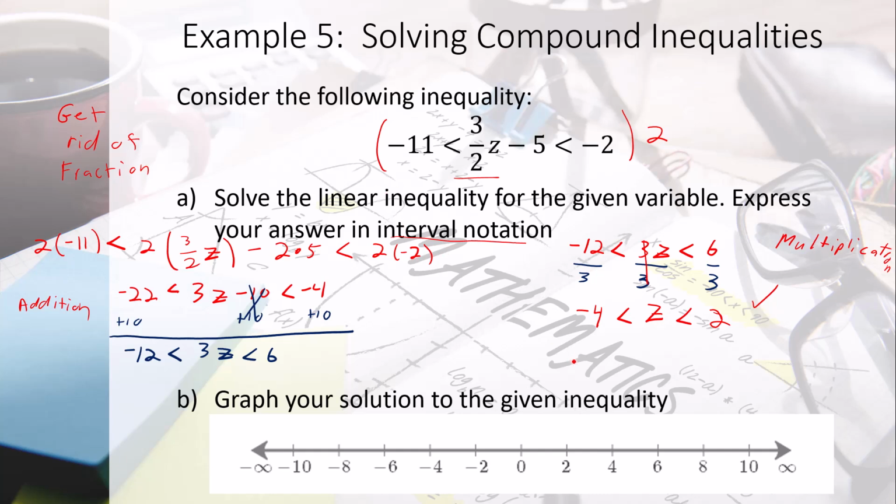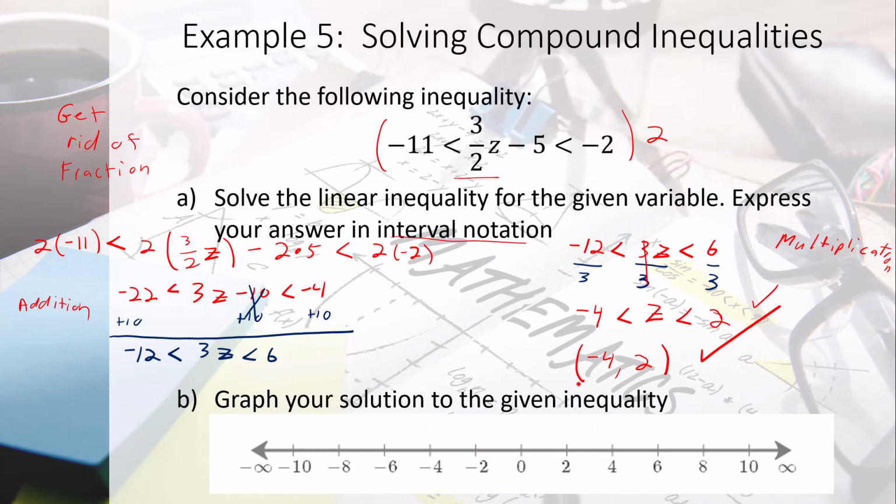So what do we do? To do our interval, we start off with the smaller number, which is negative 4, comma, the larger number, which is 2. Since I have a strict inequality next to the negative 4, I have a parenthesis here. Since I have a strict inequality next to the 2, I have a parenthesis here, and that is our solution in interval notation. Notice it is an open interval from negative 4 to 2.